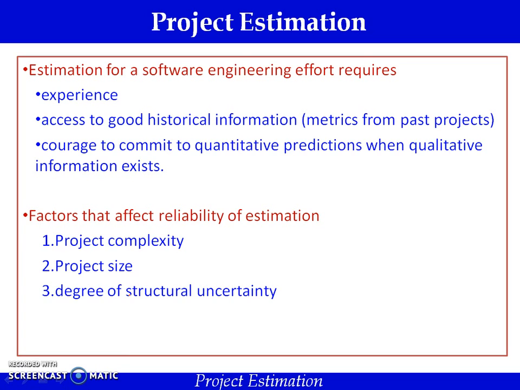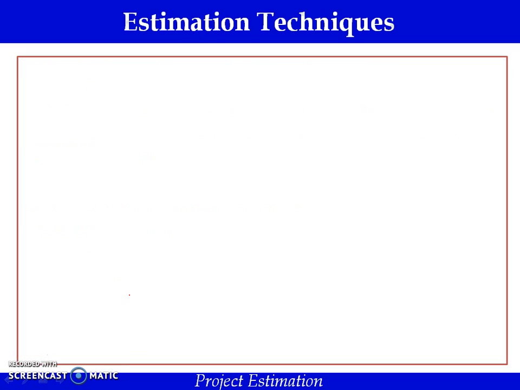As the size increases, the interdependency among various elements of software grows rapidly. The third one is the degree of structural uncertainty. If confirmation of requirements and ease of compartmentalization are not sure, we cannot rely on the estimation either.